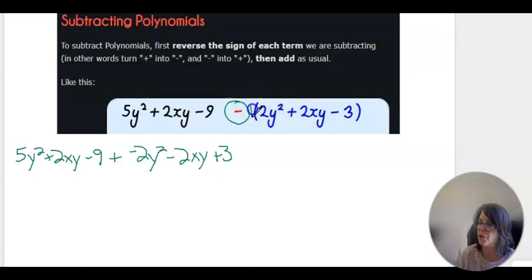What we're really doing is distributing a negative 1 to everything over here. And so I like to just think of subtracting as adding the opposite. It changes all the signs of everything, only the stuff that follows that subtraction, not the stuff in the beginning. So we have some like terms.